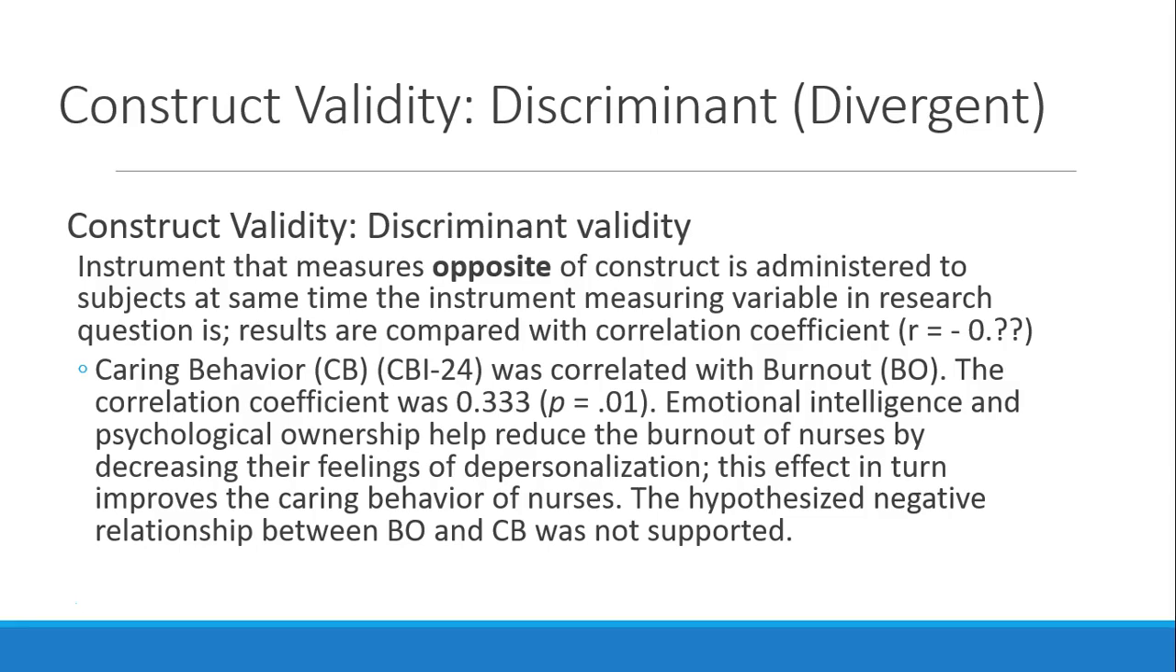So when the caring behavior instrument was correlated with the burnout instrument, the coefficient was 0.33, which is a low correlation coefficient even though it was statistically significant. So essentially, the discussion is that emotional intelligence and psychological ownership help reduce the burnout of nurses by decreasing their feelings of depersonalization. This in turn, and that's an assumption, affects or improves the caring behavior of nurses. So essentially, the hypothesis of a negative relationship between the burnout instrument and the caring instrument was not supported, because that's what they said would happen, but it wasn't.